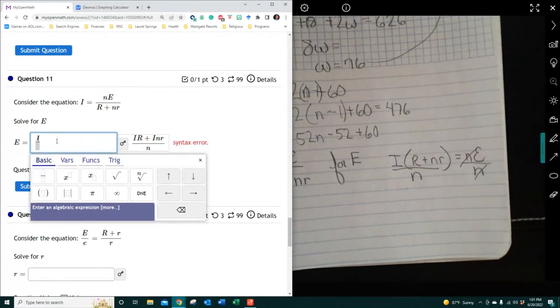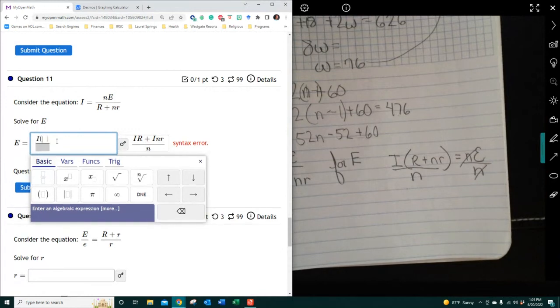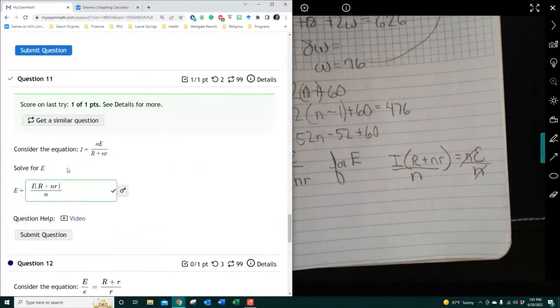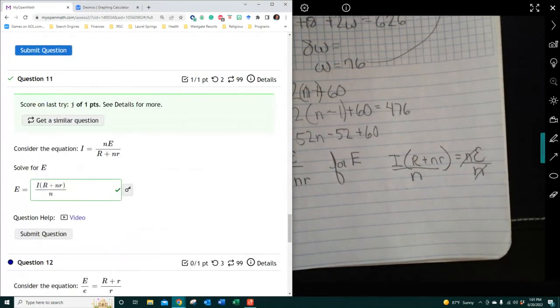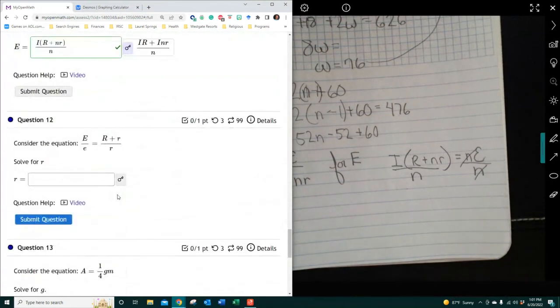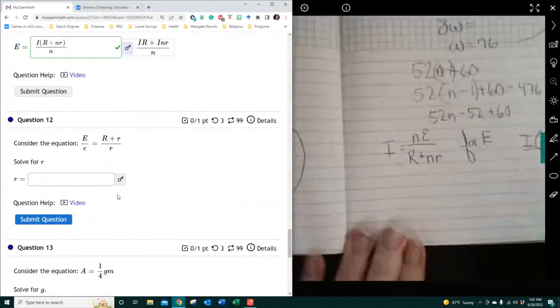So big I, it is case sensitive. Just be careful with the case sensitive stuff. So we have big R, and then it's plus little n, little r, and then close that parenthesis, and then divide it all by n. And you're going to see that they'll accept that answer. See, it's 1 for 1. So that means they accept the answer. So there's multiple ways of putting it in. Just make sure that you follow the process properly. Opposite operations.